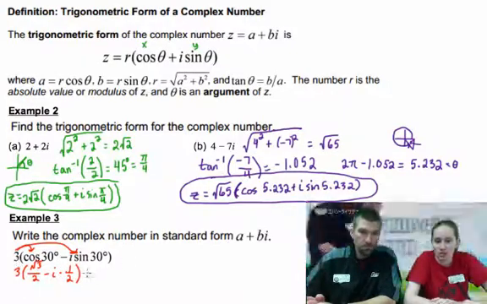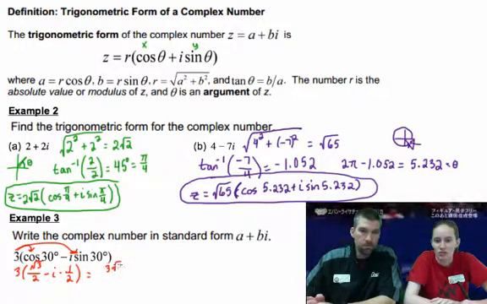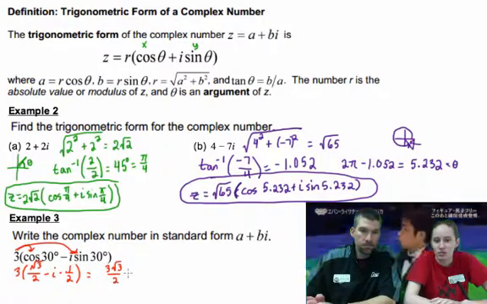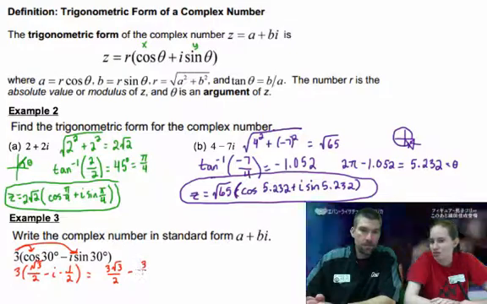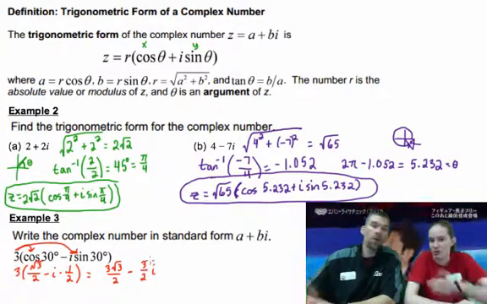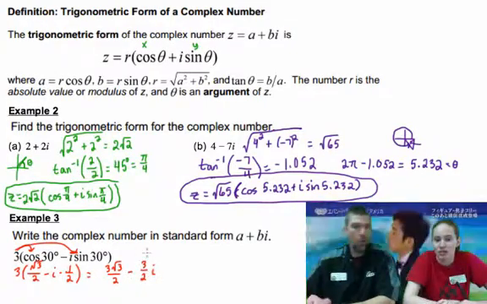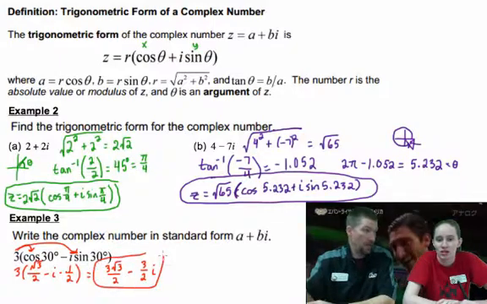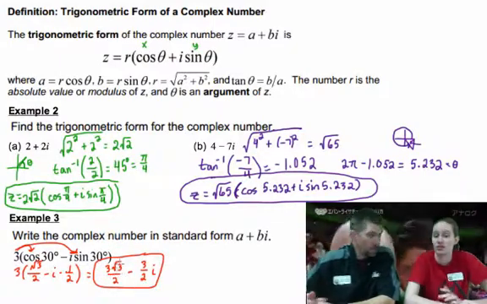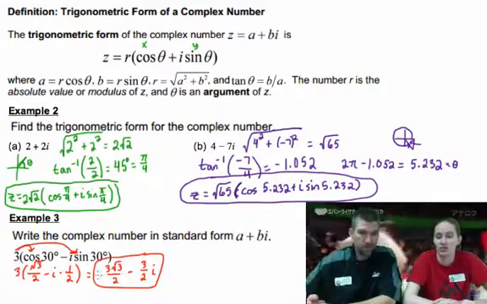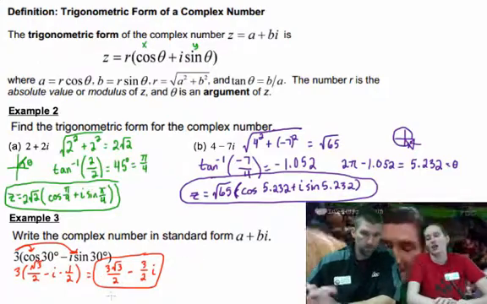Now we want to distribute the 3, so that's 3 square roots of 3 over 2 minus 3/2 i, because typically we put the i at the end. You could also see it as 3i over 2, but i doesn't usually go in the front.